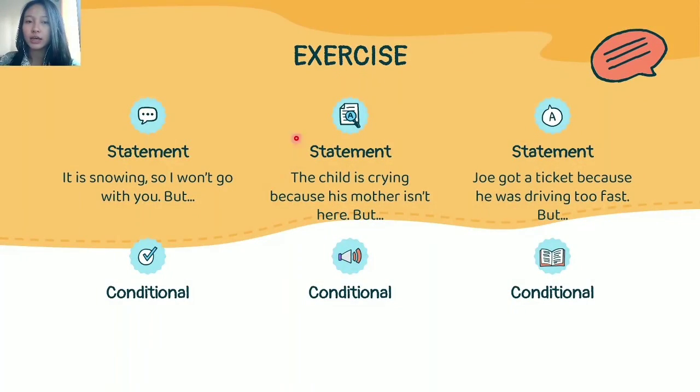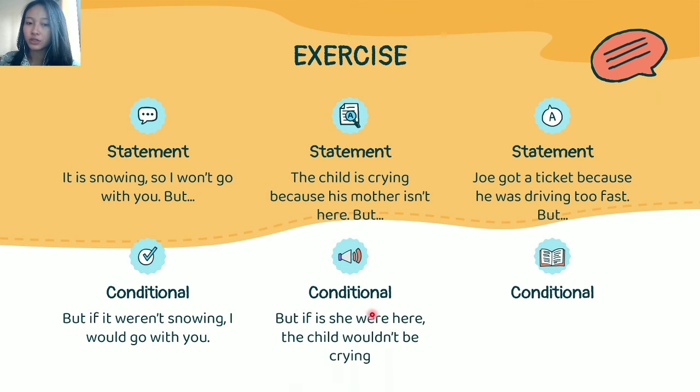Okay, for the exercise, the first statement is, it is snowing, so I will not go with you. So the conditional is, if it weren't snowing, I would go with you. The number 2 statement is, the child is crying because his mother isn't here. But the conditional, if she were here, the child wouldn't be crying.